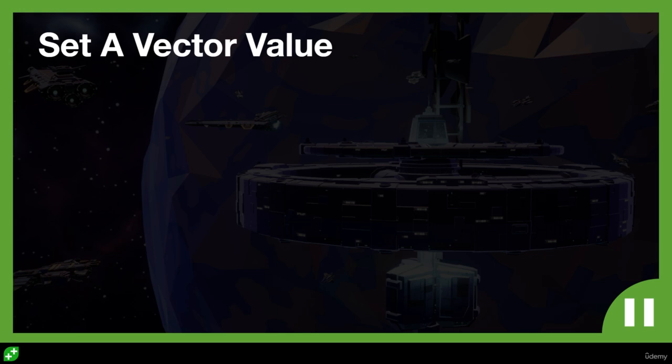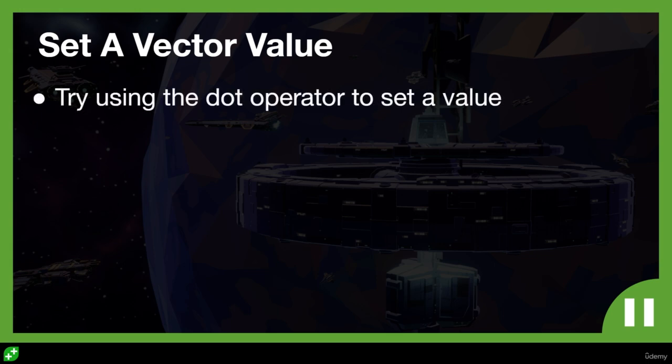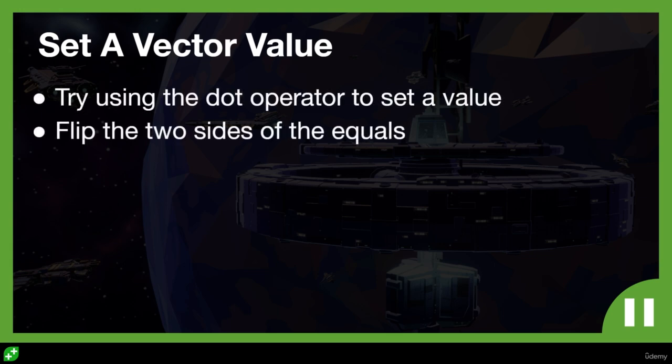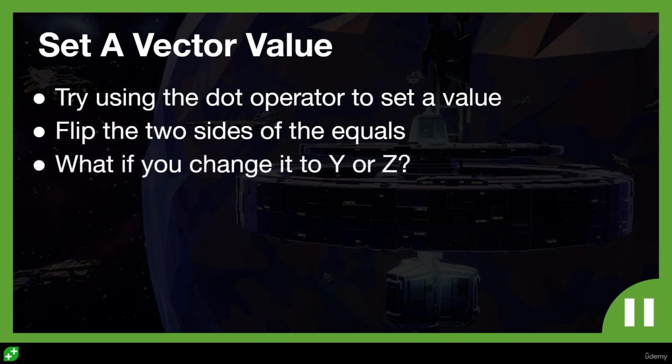So I'd like to challenge you to set a vector value. We've been getting values from the vector. Now let's try setting them. Basically, try using the dot operator to set a value. Try flipping the two sides of that equals so that we have MyX on the right and MyVector over on the left instead. And what if you change it over to Y or Z? Is there any difference there? Pause the video and have a go.